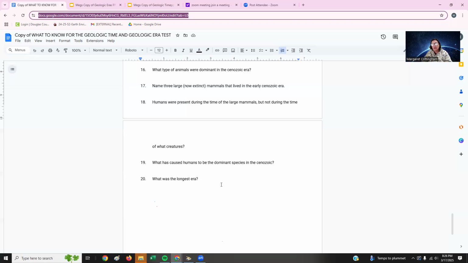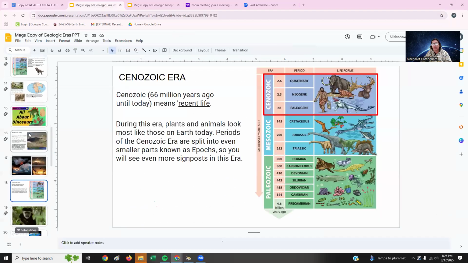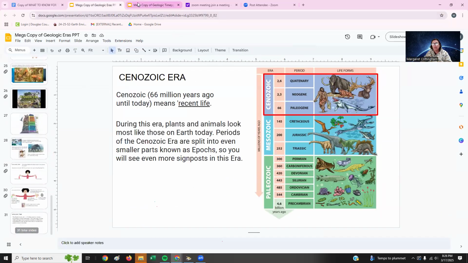And what was the longest era? Precambrian, of course. But make sure, guys, you are going through and looking at this, okay? Looking at both of your timeline and your eras. And if you want, I did not make a Kahoot, but if you go to Kahoot and log in and just type in geologic time, there are tons of things you can review on for that as well.